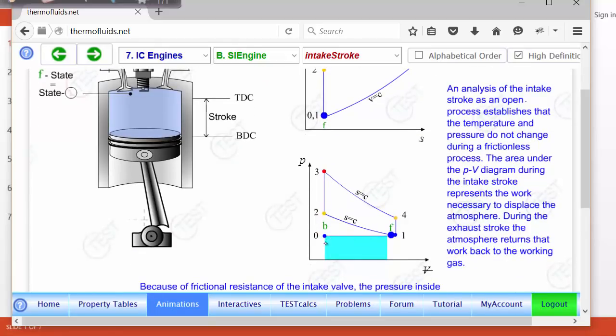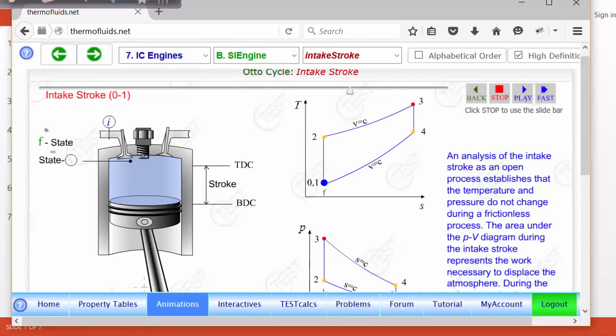In the PV diagram, of course, the volume changes, but the volume V is not a thermodynamic property. The specific volume, small v, actually doesn't change. None of the thermodynamic properties changes between 0 and 1 because it's the outside air simply coming in. Therefore, state 0 and 1 in the TS diagram is the same state as shown here.